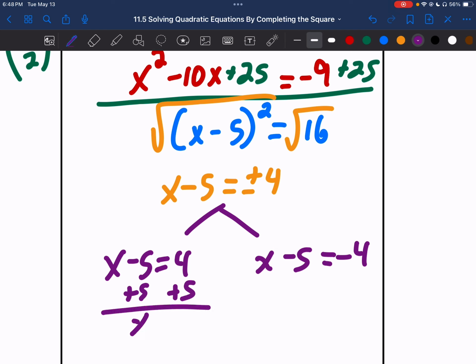Add 5 to both sides. X is equal to 9. Add 5 to both sides. X is equal to 1.